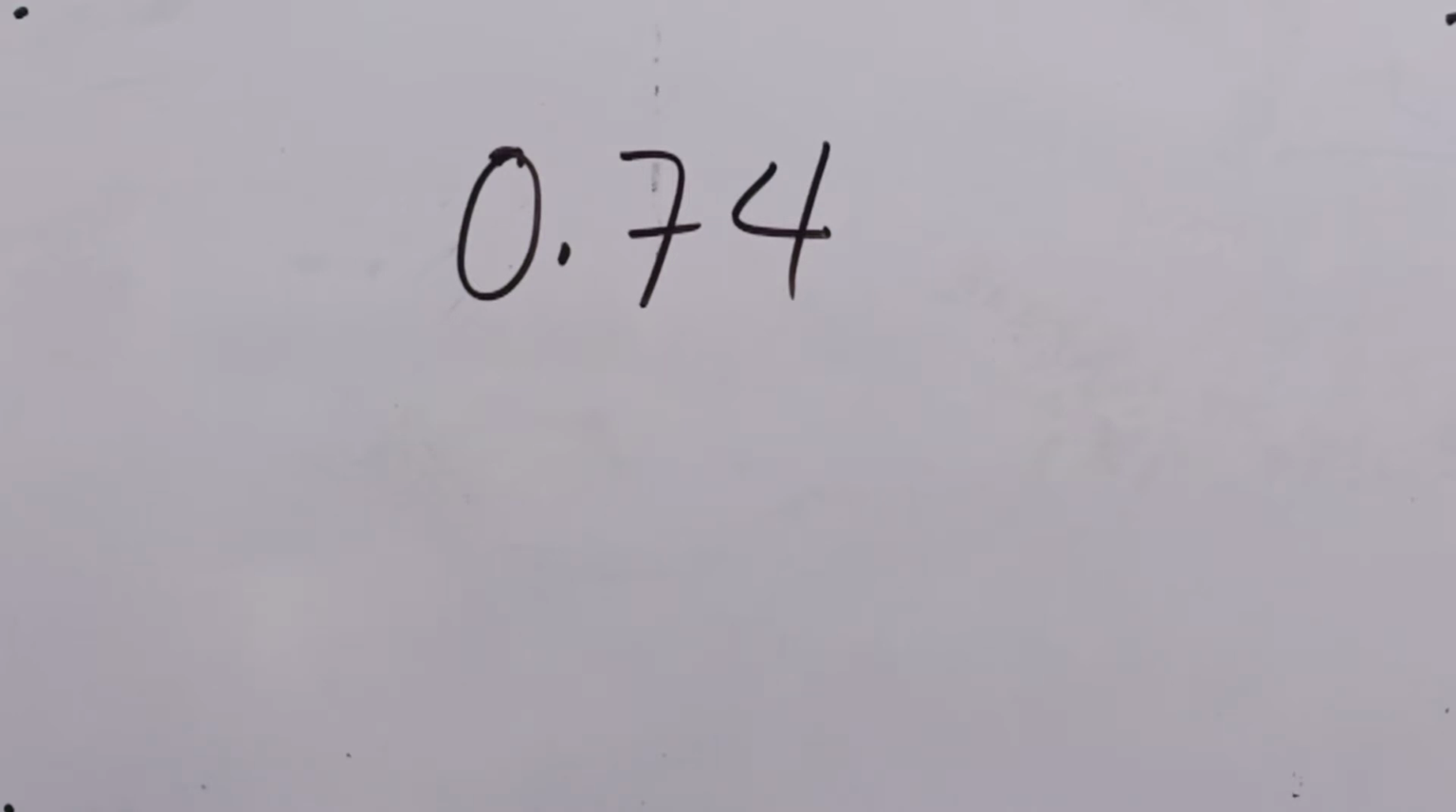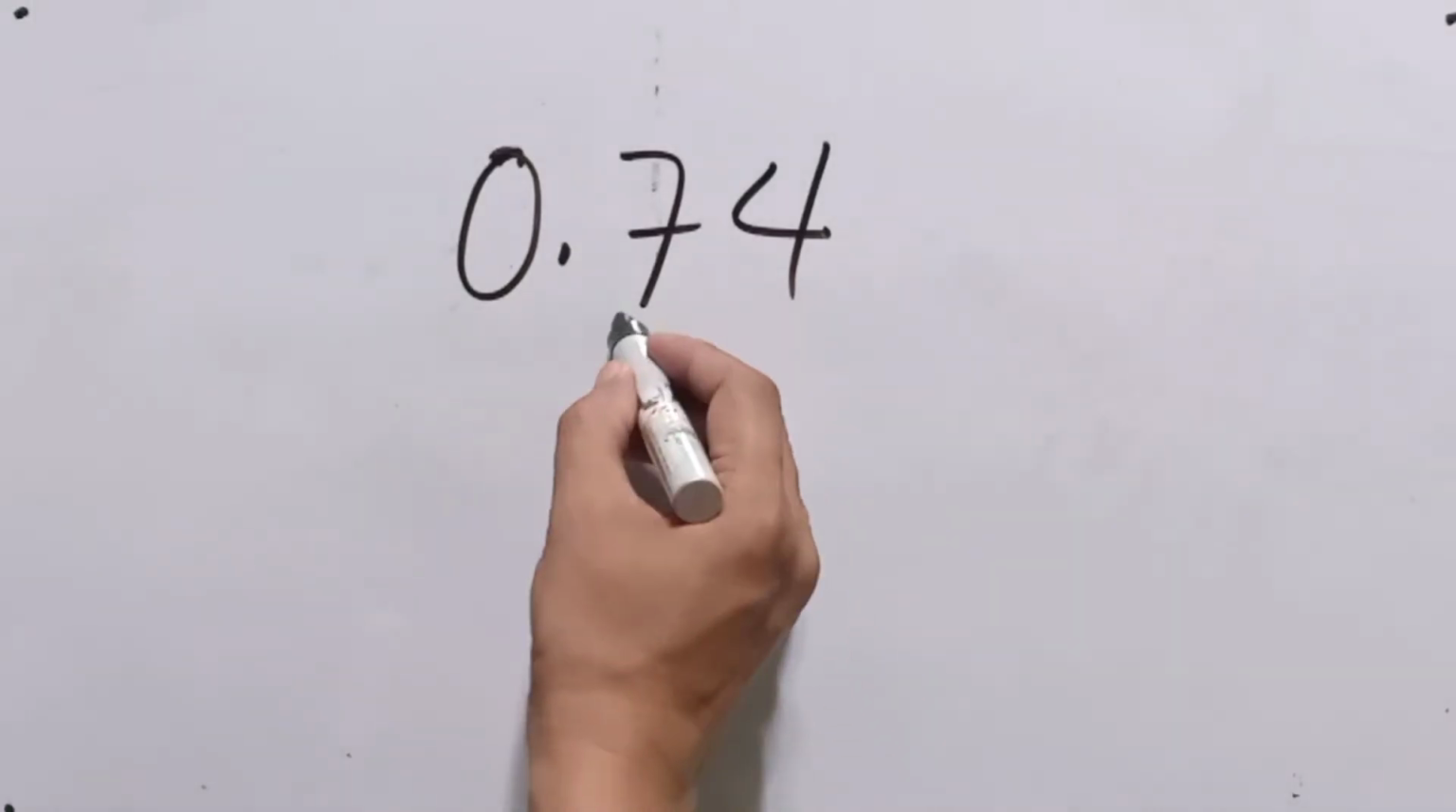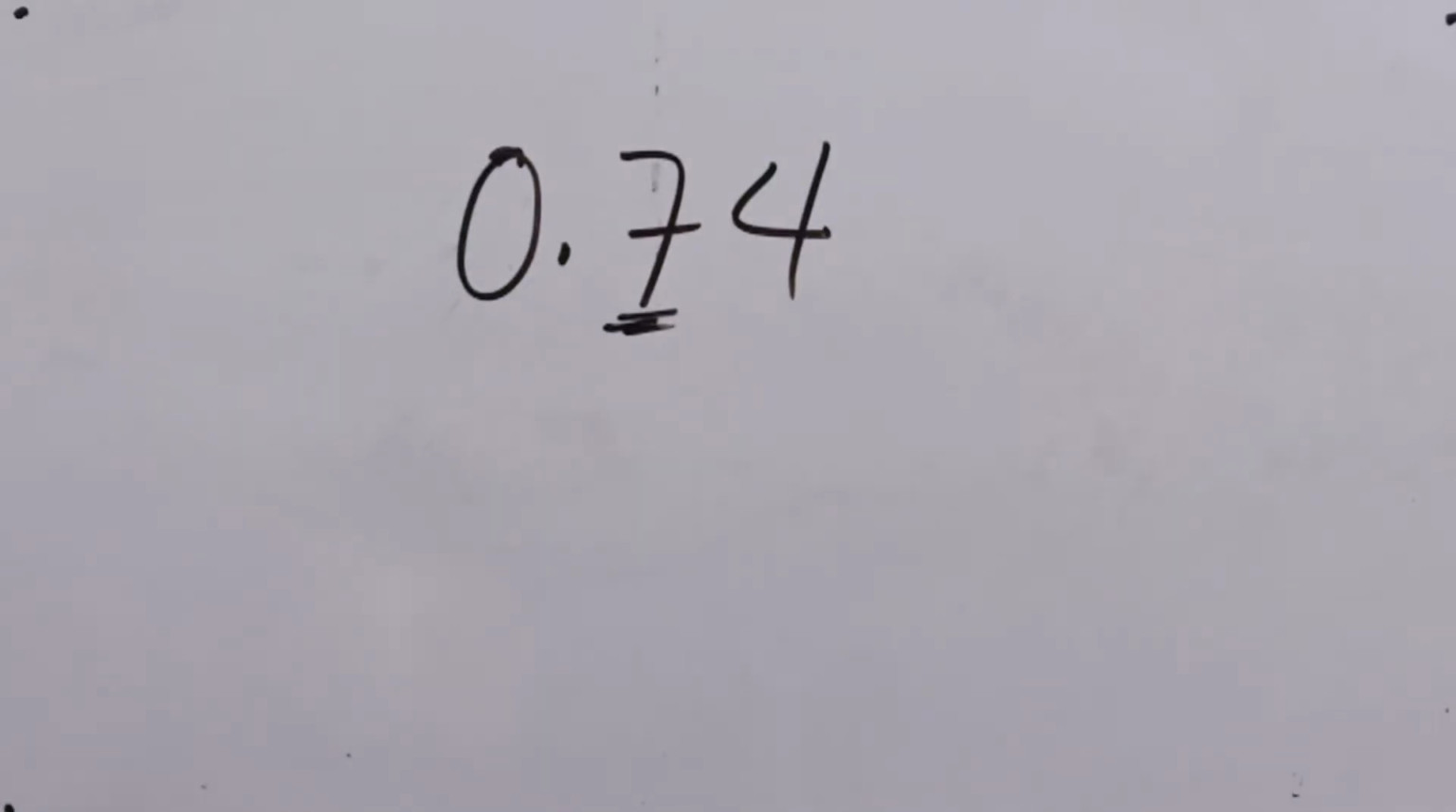So let's now discuss rounding off decimals. Let's start rounding off to the tenths. Tenths. Can you tell me what's the digit in the tenths place? It's the digit? Yes, it's the digit 7. So, we will round off the digit 7.